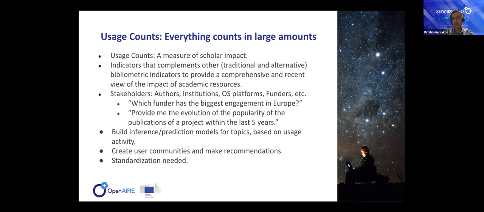Who can benefit from this service? Who are the stakeholders of this service? Authors, institutions, open science platforms, funders, etc., can exploit the usage counts service and answer questions like which funder has the biggest engagement in Europe based on their usage activity, or provide me the evolution of the popularity of the publications of a project within the last 5 years. We can use the service to build inference or prediction models for topics based on the users' activity. We can create user communities, groups of people who share common preferences, and make recommendations. And of course, as we mentioned before, via the COUNTER Code of Practice directive, we provide the required standardization.